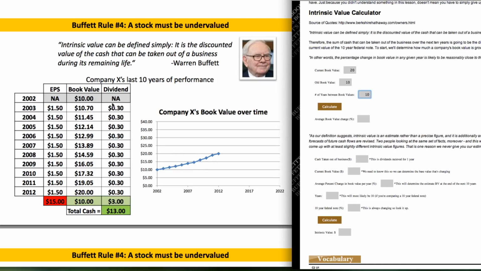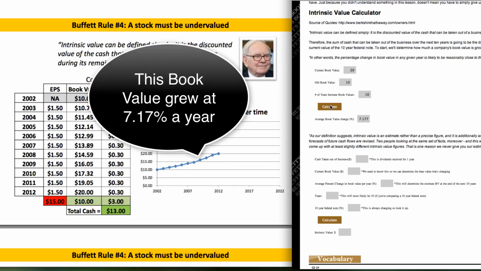Now, if you look up there, there's 11 numbers, but there's only 10 years of growth between them, okay? So if you had 10 numbers up there, you would only use 9 years right here. When we hit calculate, it shows that the average book value change was 7.17% a year. So when book value went from 10 up to 20 over a 10-year period, it was growing at 7.17%.